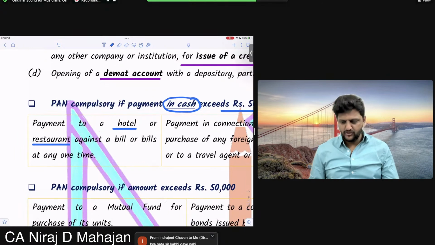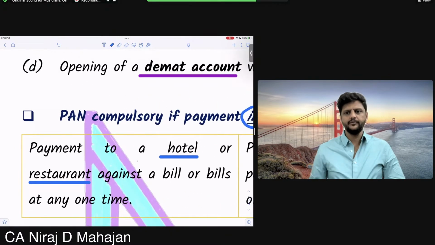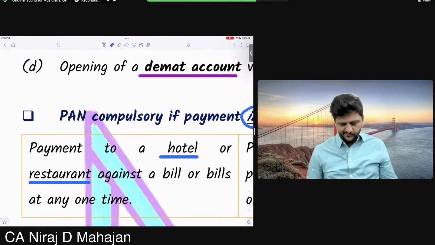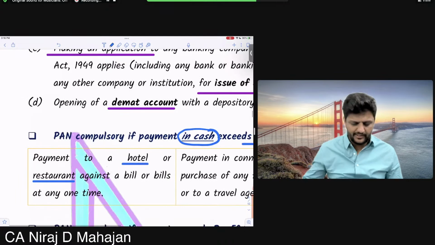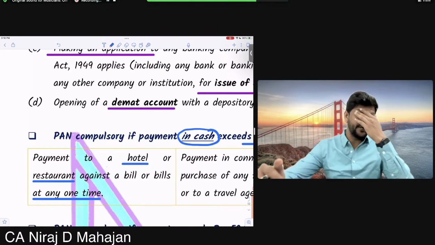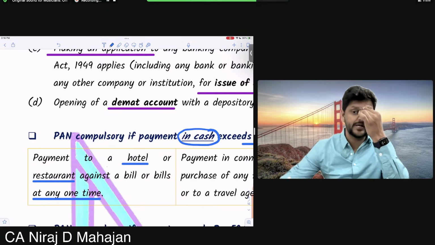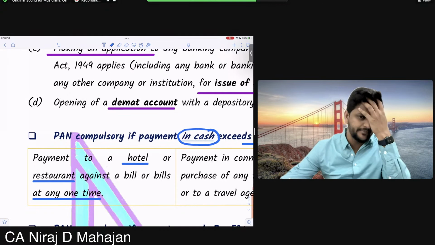Hotel is stay, bachcho. Restaurant is only food. Okay? Hai ki nahi? So payment to a hotel or restaurant against a bill or bills at any one time. My goodness. So if you're paying to a hotel or restaurant more than rupees 50,000 in cash against one bill or many bills, but at one time.